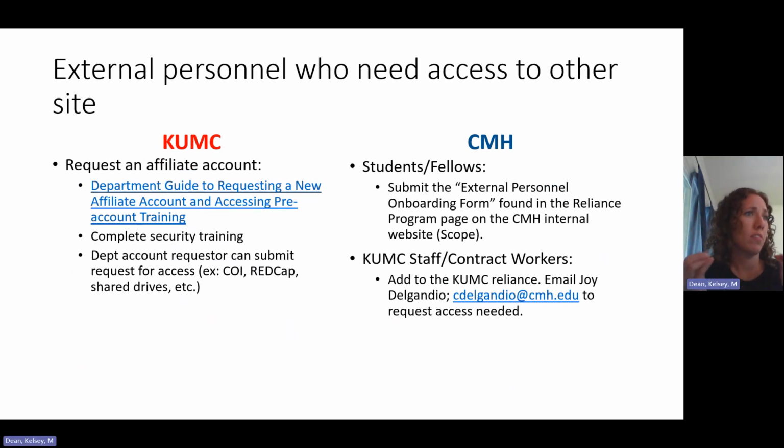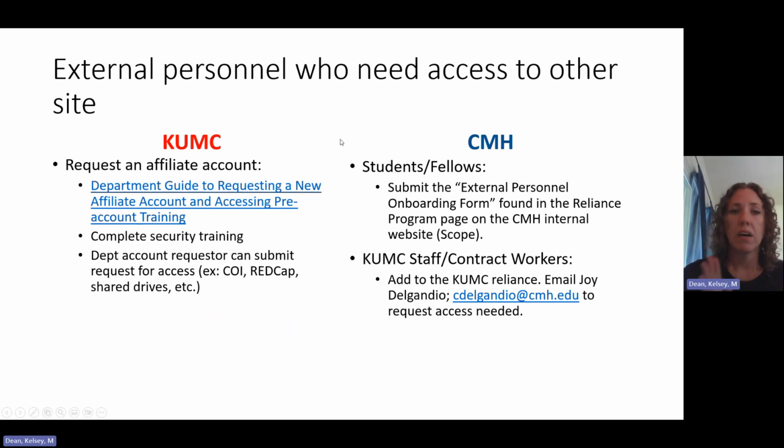So the next step, while those are working, you can start getting your external personnel set up. So the process is different at KU and at Children's Mercy. At KU, almost any outside researcher would be considered an affiliate, so a research affiliate, or you'd be setting up an affiliate account. And there is a link to a guidance document on everything you need to do to get that set up.